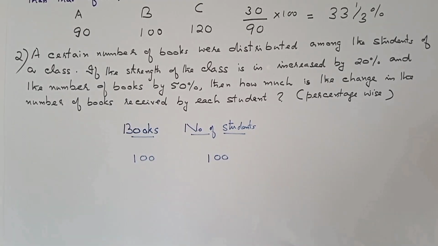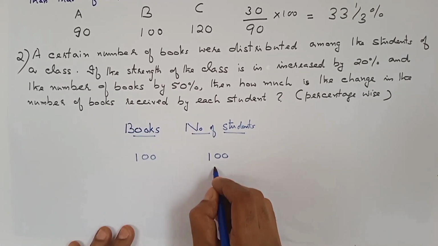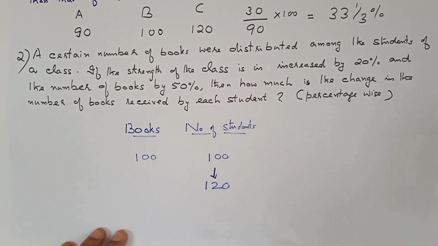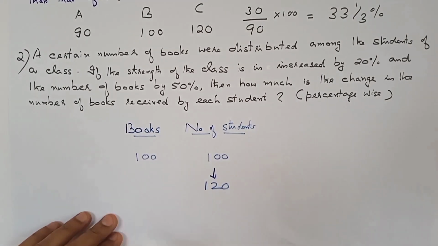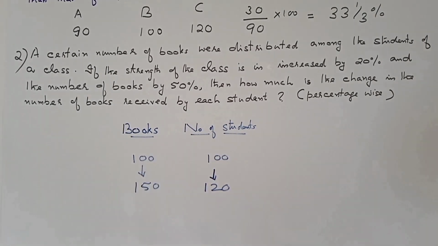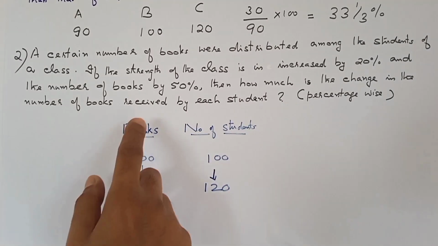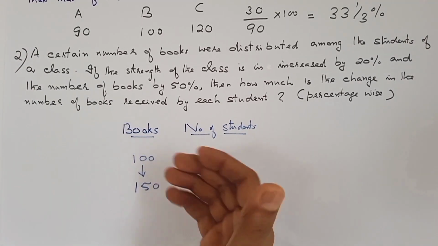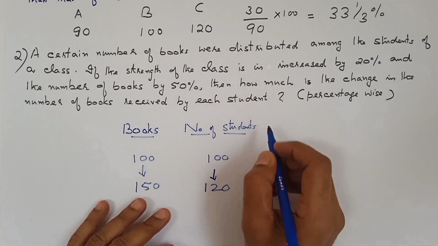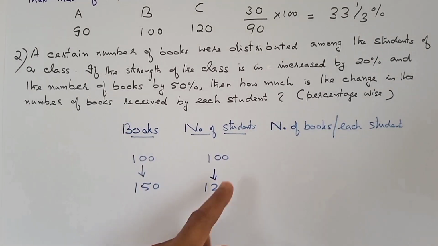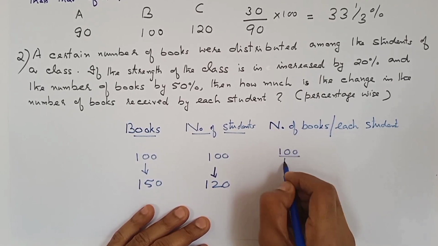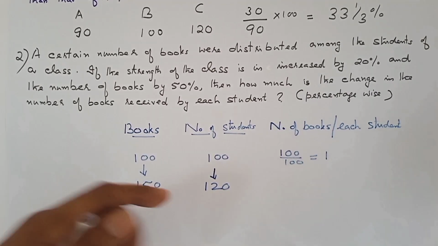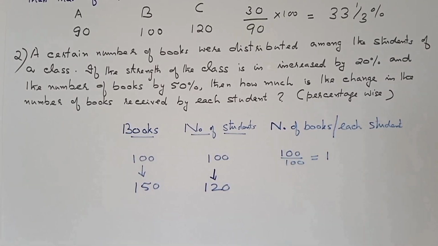Now, what does the data say? Strength of the class is increased by 20%, which means this becomes 120. And this has gone up by 50%, so this will be 150. Now after these two changes, we are asked to find out the change in the number of books received by each student. So let's find out the number of books received by each student initially. In the first case, it will be 100 by 100 equal to 1. So as per the original assumption, each student receives one book.